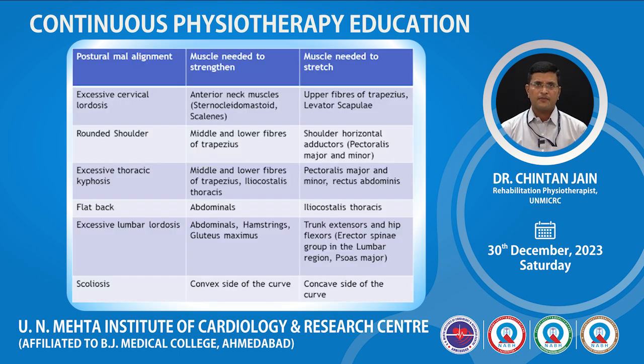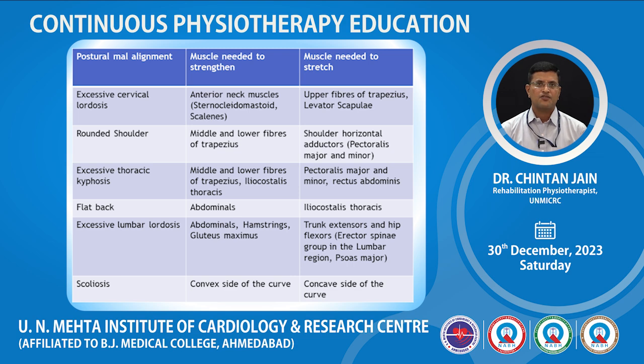Next is postural malalignment, and in which condition which muscles need to be strengthened and which muscles need to be stretched. So we will see it one by one. First one is excessive cervical lordosis. In this condition, the anterior neck muscles, that is sternocleidomastoid and scaleni, need to be strengthened, and the upper fibers of trapezius and levator scapulae need to be stretched.